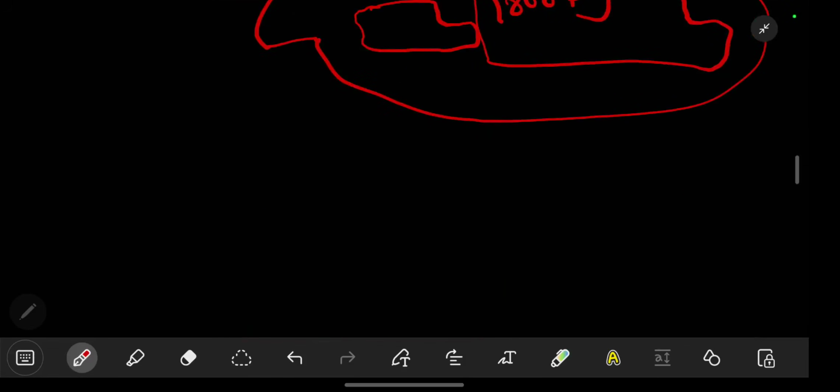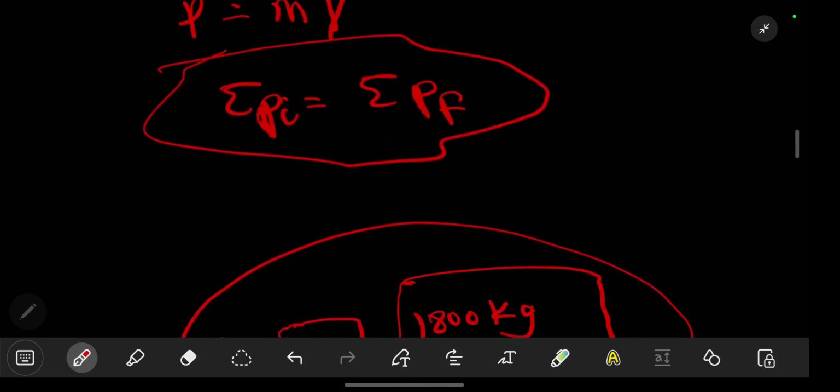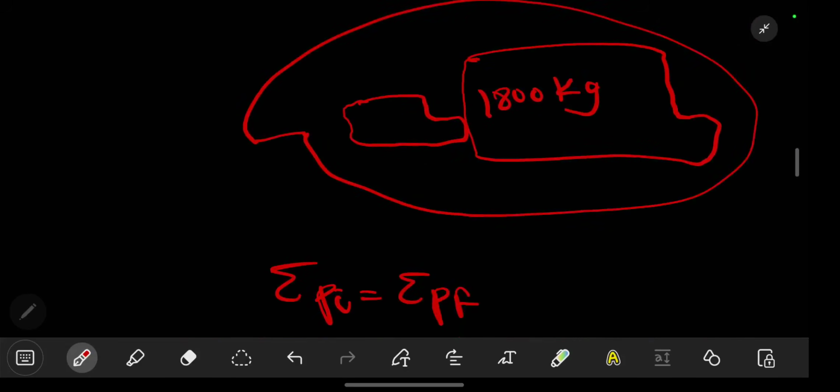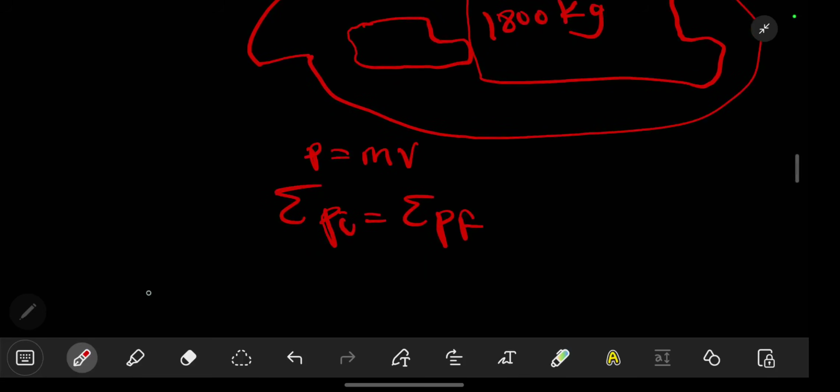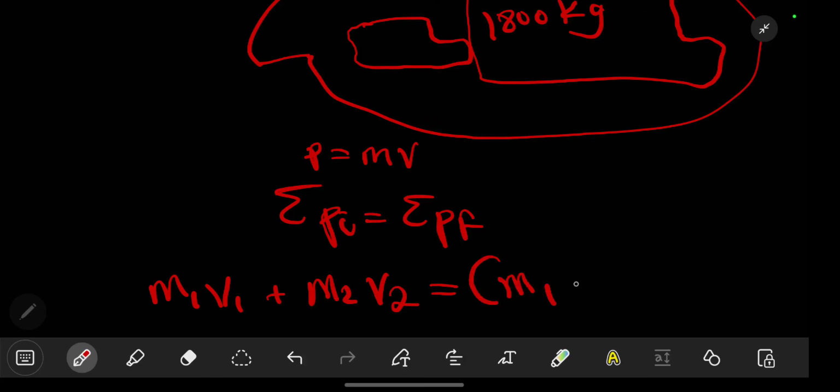So we are going to say the summation of the initial momentum is equal to the summation of the final momentum. We have said that the momentum is equal to the product of mass and velocity. So we are going to say mass 1, velocity 1, plus mass 2, velocity 2, should be equal to, now remember they are stuck together, it means they will form one mass, m1 plus m2, times the final velocity.